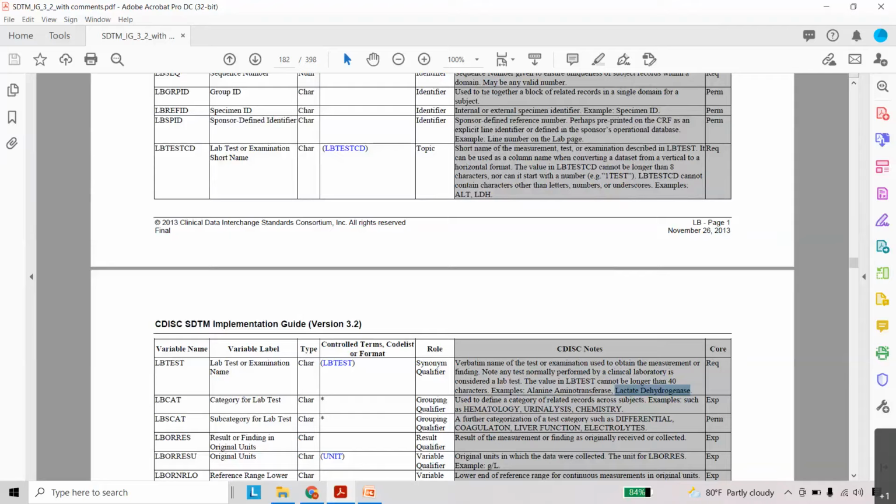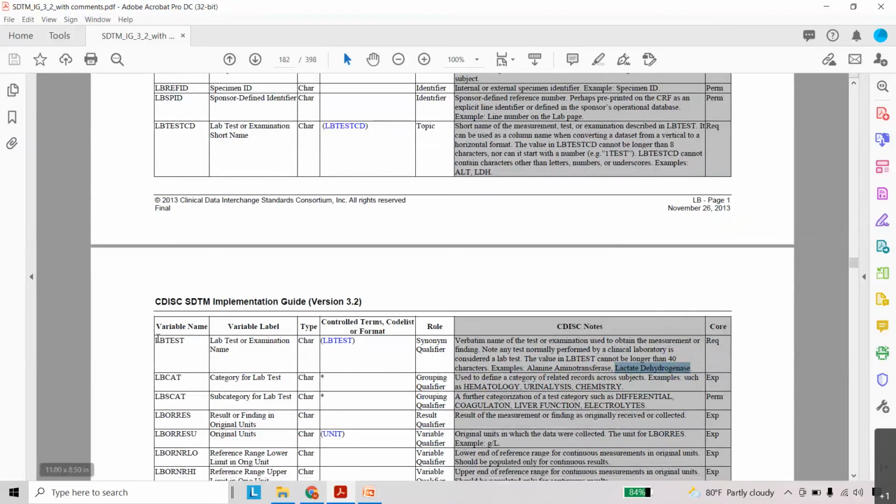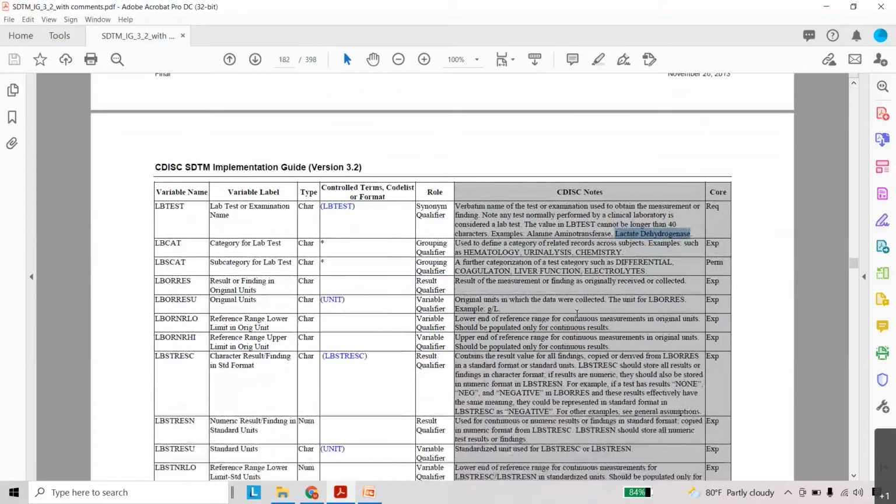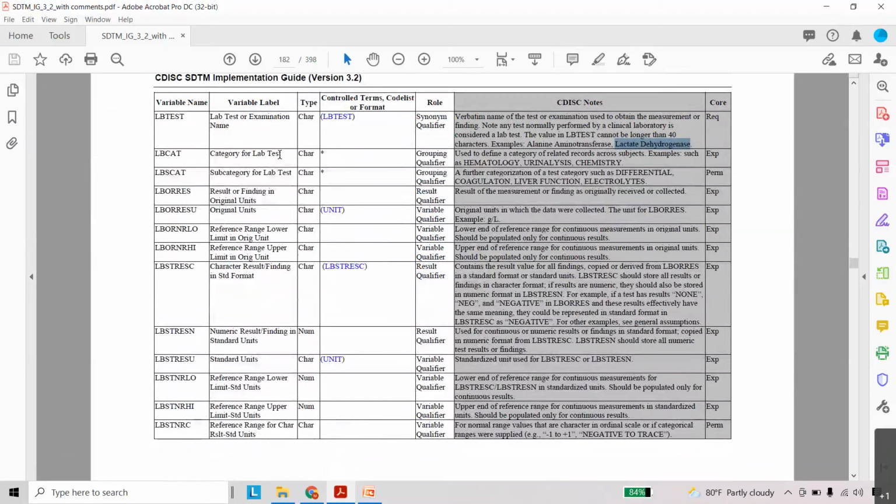And if there is a test called bilirubin and the variable name is LBTESTCD, we can see the value as BILI. So usually for the test code there is a one-to-one relation, and it is specific. For the same lab test we should not expect different lab test codes. If for a particular lab test there are different lab test codes, definitely it is a data issue.